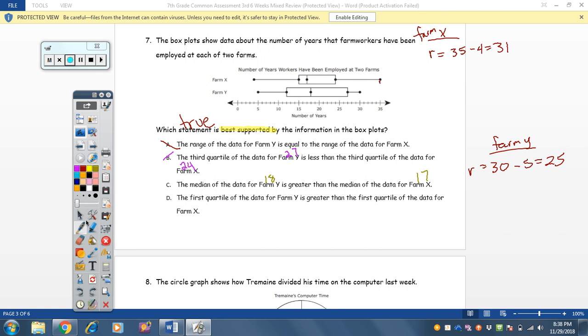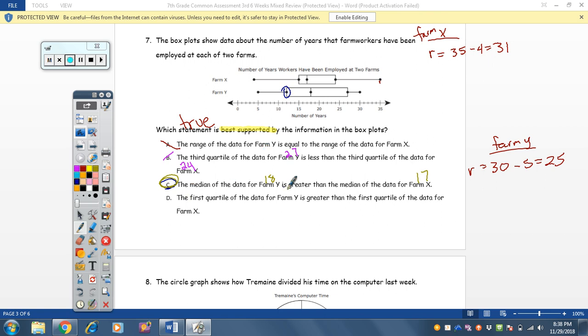Because you're making, now, if you were taking a test, I would say circle this, move on, don't do it again. Like, don't look at D, it doesn't matter. Since you're making corrections, you're going to have to show me D's not right. So it says the first quartile for the data for farm Y. First quartile. 1, 2, 3. This one's the first.